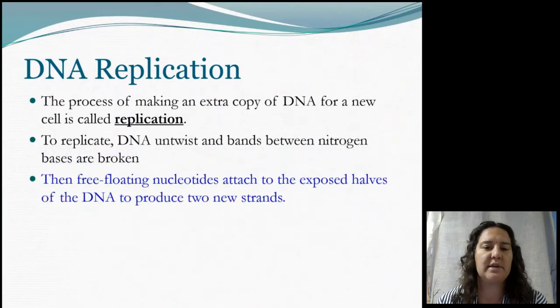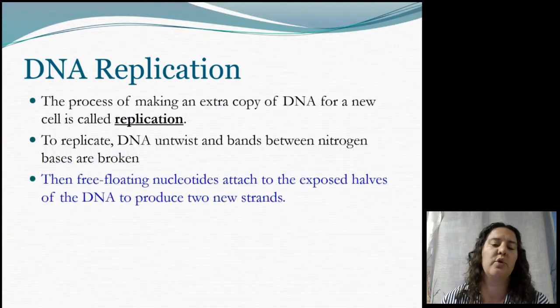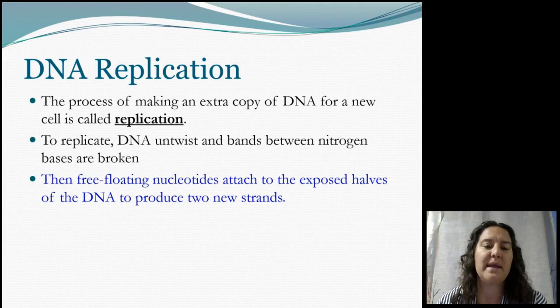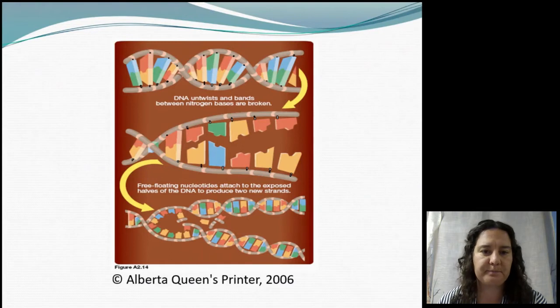Now, since all of our cells undergo the process of mitosis to grow and repair themselves, we have to make an extra copy of DNA every time our cell goes through mitosis. And this process is called replication. So to do this, the DNA must untwist, and new nitrogen bases that are free floating in the nucleus and cytoplasm are added onto the existing strand to attach to those DNA halves to produce two new strands. So each strand of DNA that's produced has one old strand and one new strand added onto it.